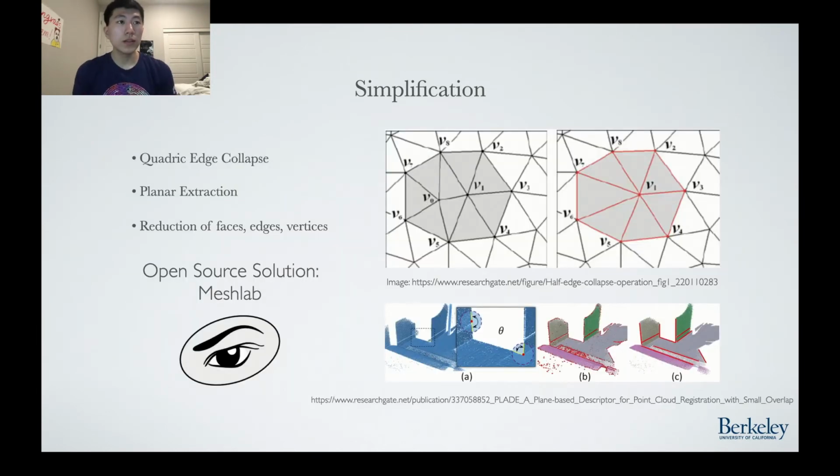2 techniques to reduce the complexity of a mesh are quadric edge collapse and planar extraction. Quadric edge collapse seeks to reduce the amount of faces in a mesh by removing edges and merging faces that reduce the error in the mesh the least. This iterative approach can extract a simpler mesh without too much trade-off.